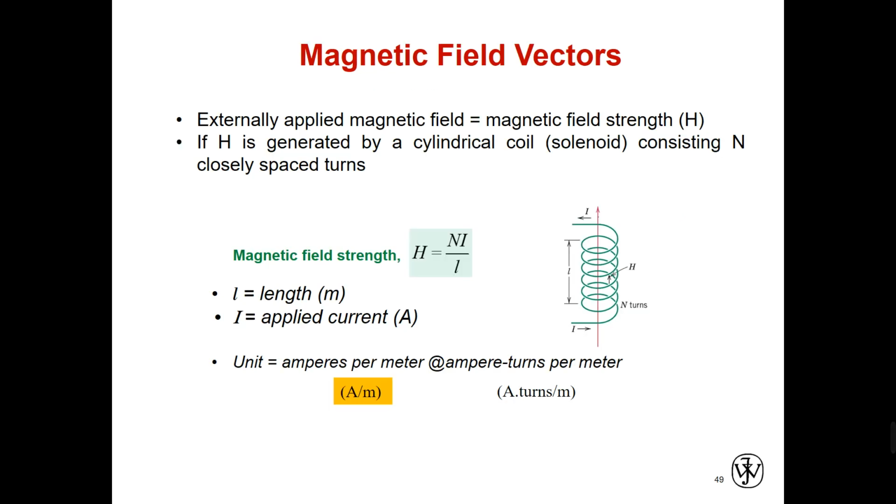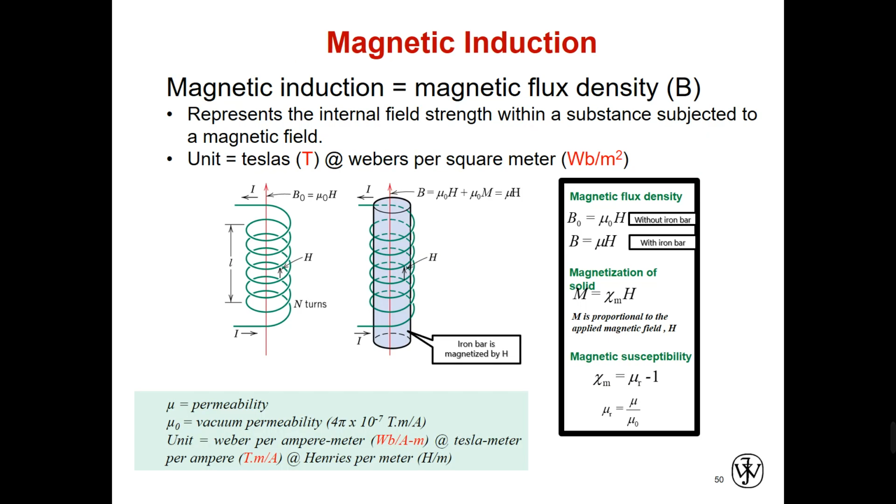For the vectors, the externally applied magnetic field is the magnetic field strength H, and if H is generated by a cylindrical coil solenoid consisting of N closely spaced turns, this is the equation. Magnetic field strength H equals N I divided by L, whereby L is the length in meters and I is the applied current. The unit will be amperes per meter or ampere turns per meter.